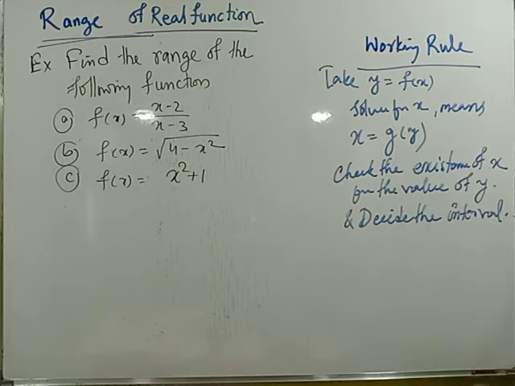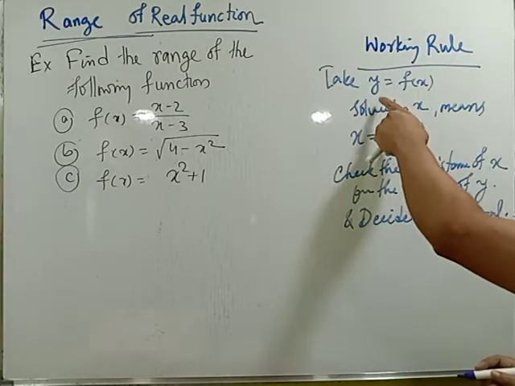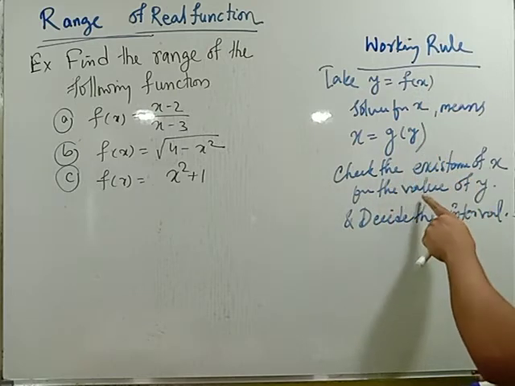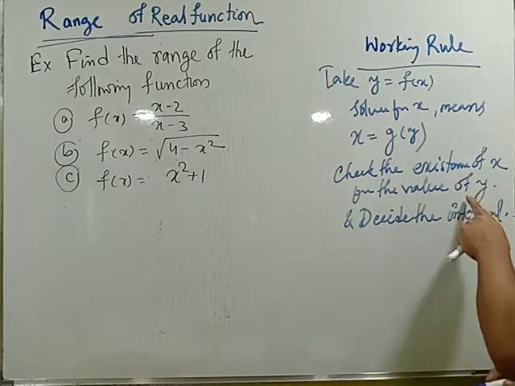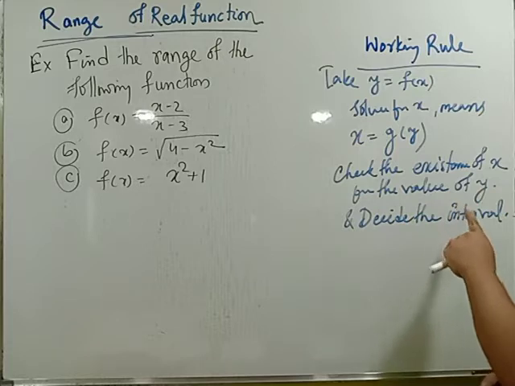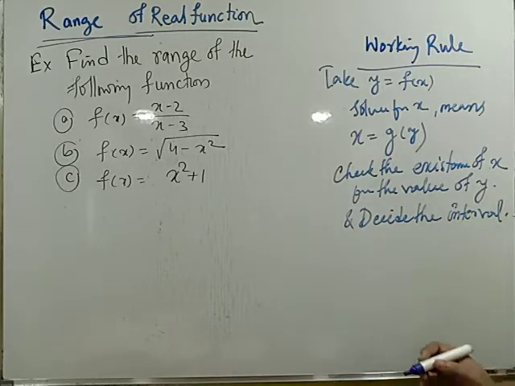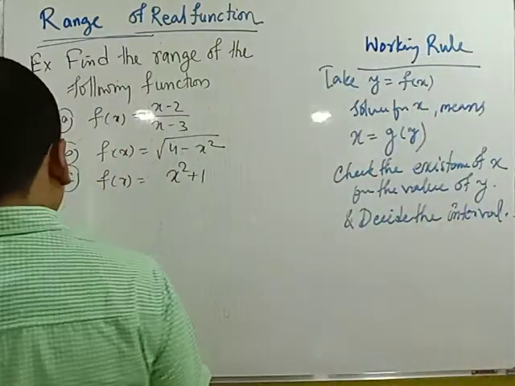Okay, this is the rule you have to follow to find the range of the function. First, take y is equal to f of x, solve for x is equal to g of y, check the existence of the x for the value of y, whether for all values of y it will exist or not, and decide according to the interval. That will be the range. So according to this rule, let us solve this one.